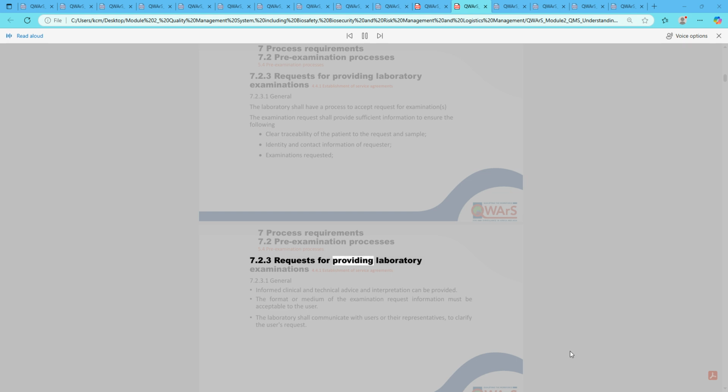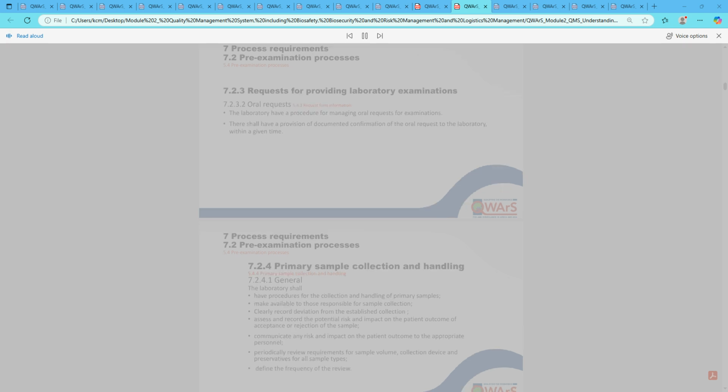7 Process Requirements, 7.2 Pre-examination Processes, 5.4 Pre-examination Processes. 7.2.3 Requests for providing laboratory examinations, 4.4.1 Establishment of service agreements. 7.2.3.1 General. Informed clinical and technical advice and interpretation can be provided. The format or medium of the examination request information must be acceptable to the user. The laboratory shall communicate with users or their representatives to clarify the user's request.